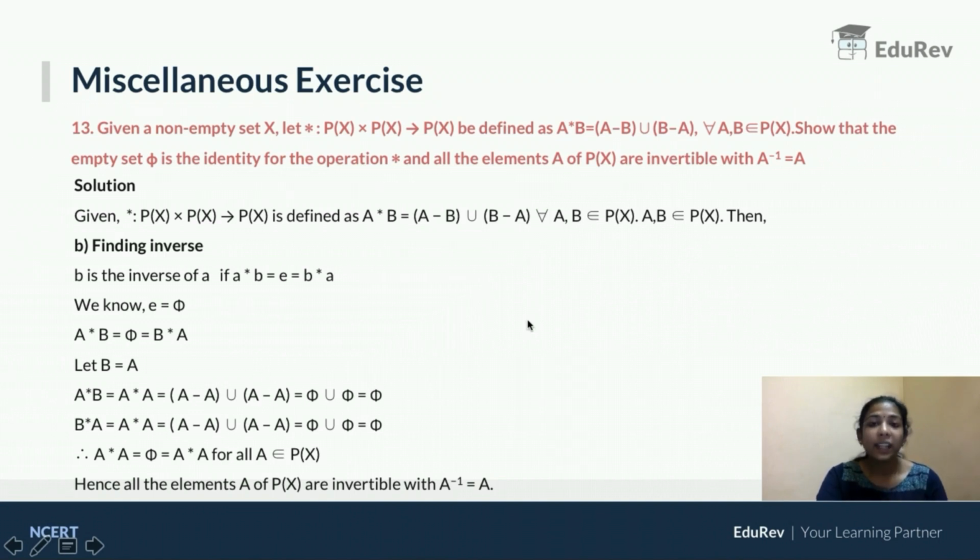And when they give star, don't consider that as multiplication. Star is something which changes from problem to problem.